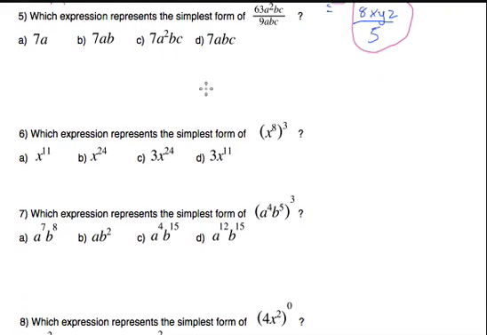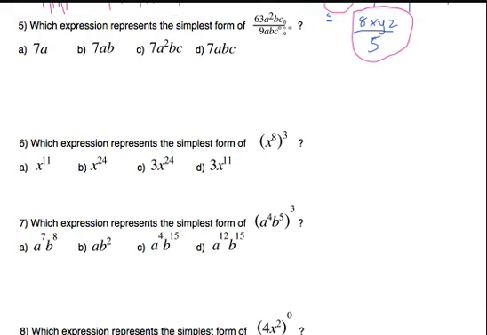Number 5. Which expression represents the simplest form of that whole mess? 63a squared bc over 9 times abc. Same thing. Let's split it up into separate fractions. 63 times a squared over a times b over b times c over c. Well, that just equals what? 63 over 9 is 7 over 1. We divide both the numerator and the denominator by 9.